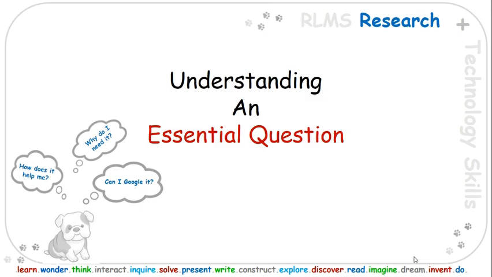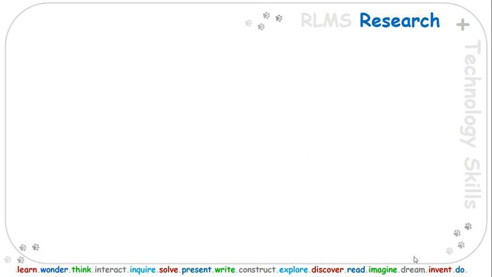In this video, we're going to talk about understanding an essential question. An essential question is sometimes called a compelling question, but whatever you call it, it's a really big, complicated question that usually begins the research or inquiry process. Sometimes you develop your own essential questions, or sometimes teachers give you an essential question. Either way, an essential question is the beginning of a process.